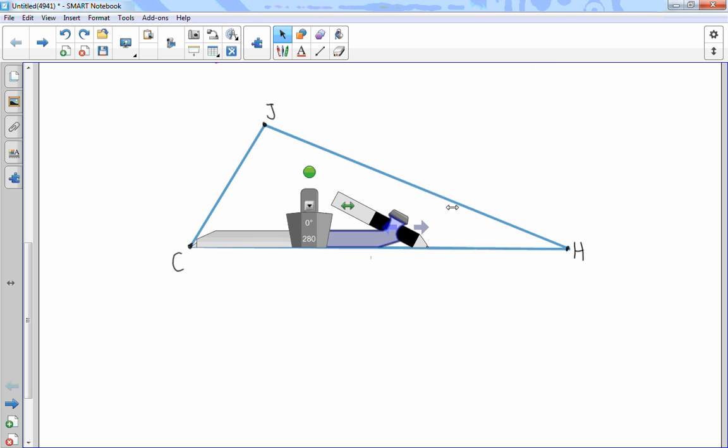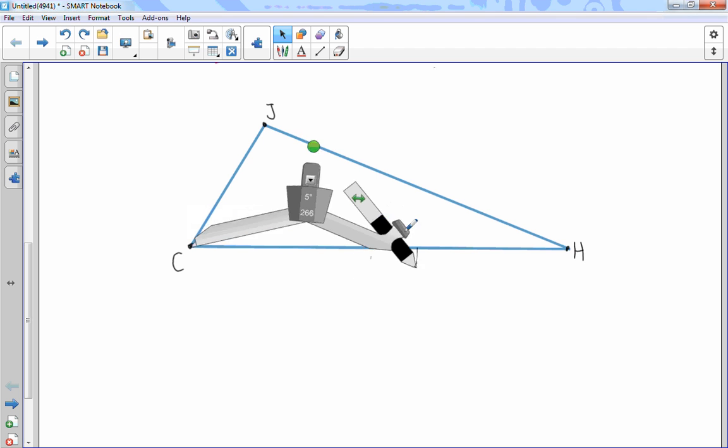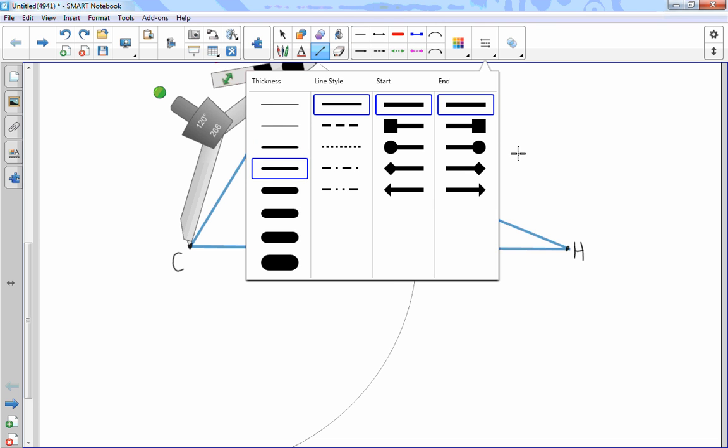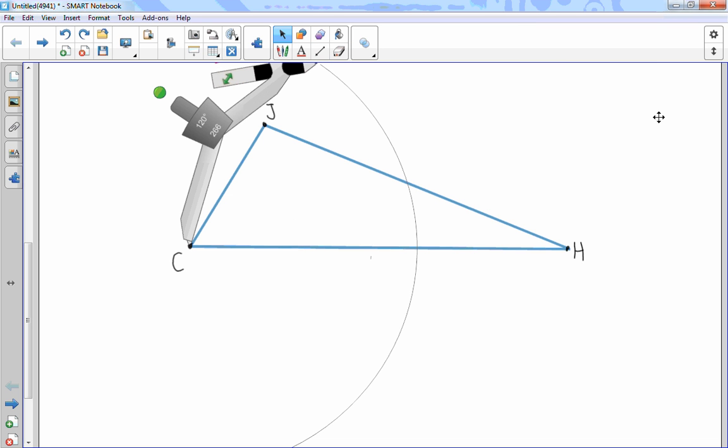Make sure it's more than halfway, and draw an arc. I don't like that it's so skinny now. Okay, keeping the same width, relocate it over to H.